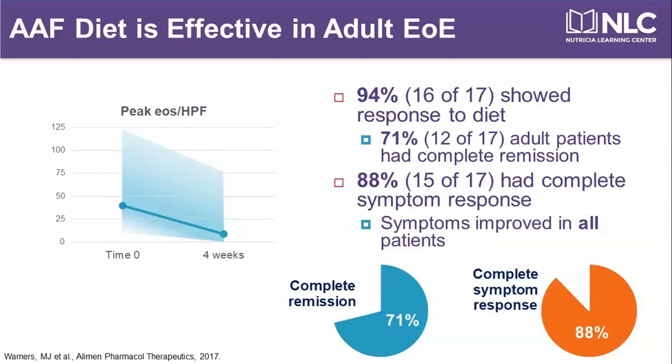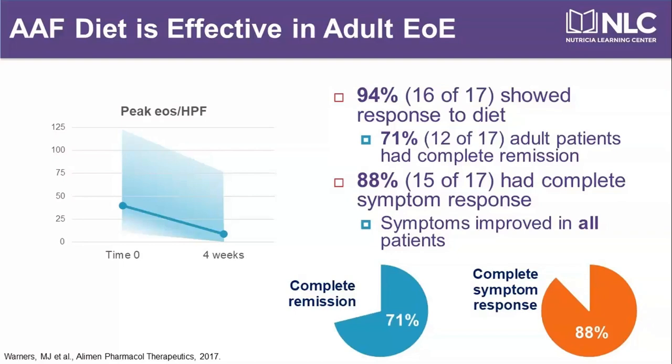Every patient felt better, and almost all of them had a complete response in terms of their symptoms. They did tend to relapse fairly quickly when they came off the diet. And as you can see on the left, their eosinophil counts also dropped significantly. So the diet works very well in adults and children.